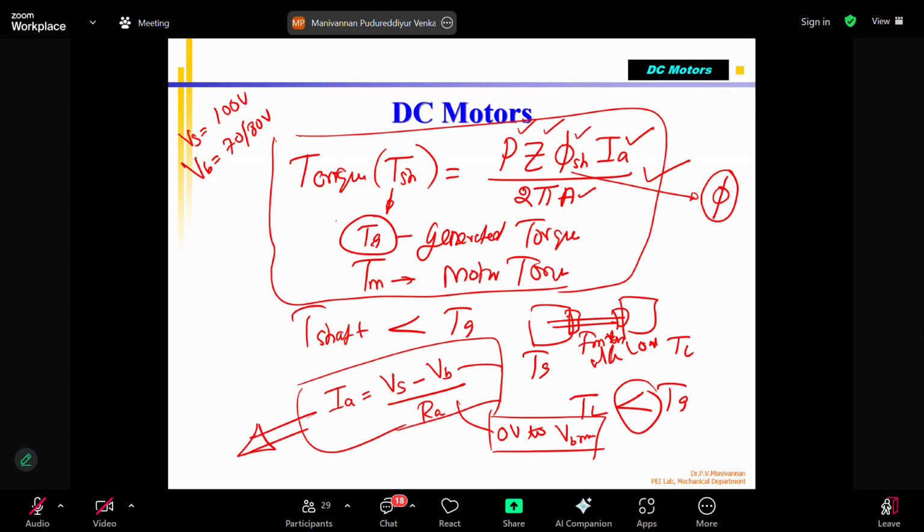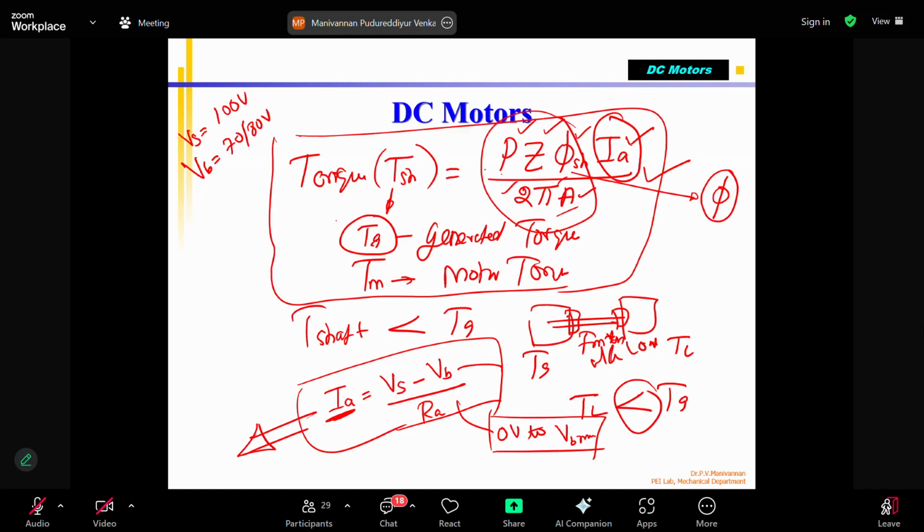What I meant to say is, VB is opposing the torque which is being produced. See, in this equation you have IA. All those things are fixed. P is fixed, Z is fixed, phi shunt, as I told you, the current going to the phi shunt is nothing but the field magnet that is fixed. 2 is constant, pi is constant. These are all constants. What is the variable? IA.